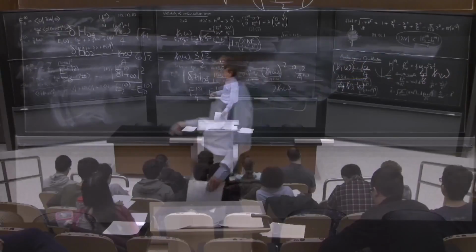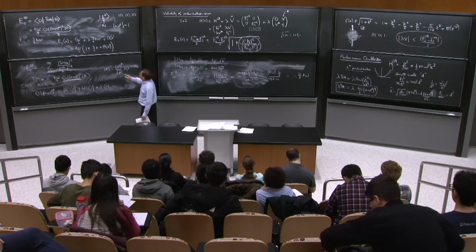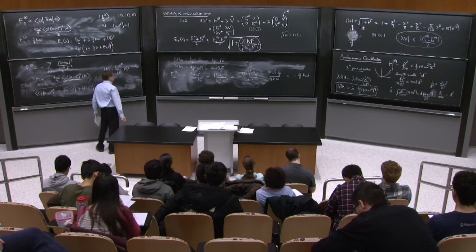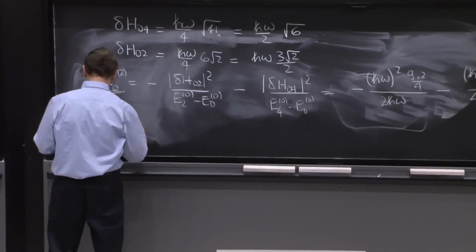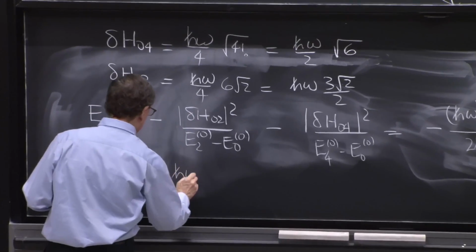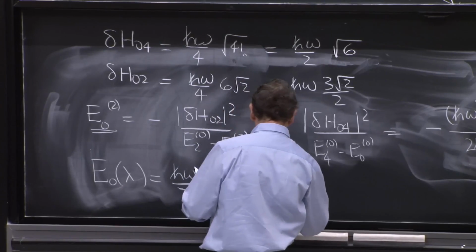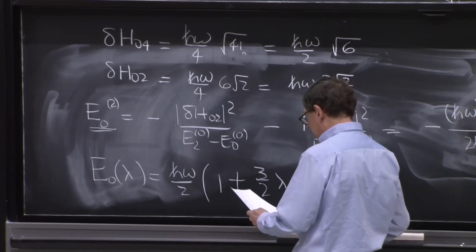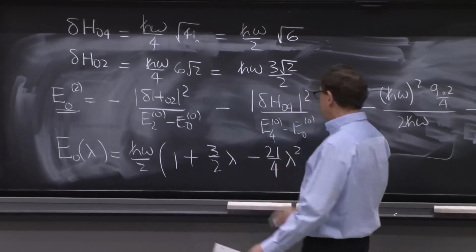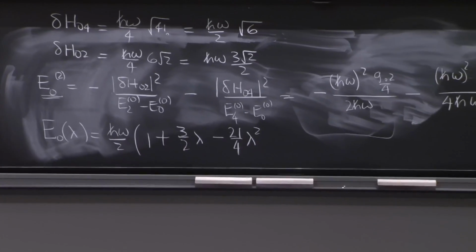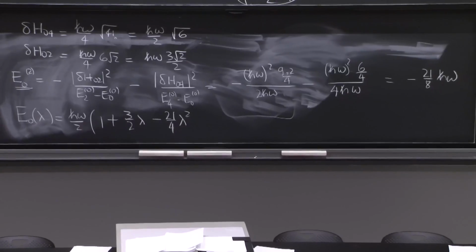And therefore, this is the E02, so you can go back here and write E0 of lambda is equal to h omega over 2 times 1 plus 3/2 lambda, and then the next term that we now calculated is 21/4 lambda squared. Very good. We work hard. We have a lambda squared correction to this energy.